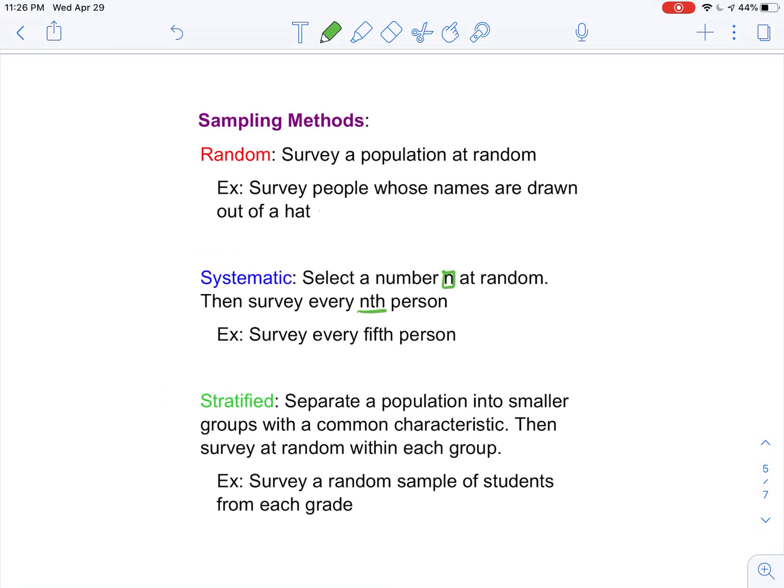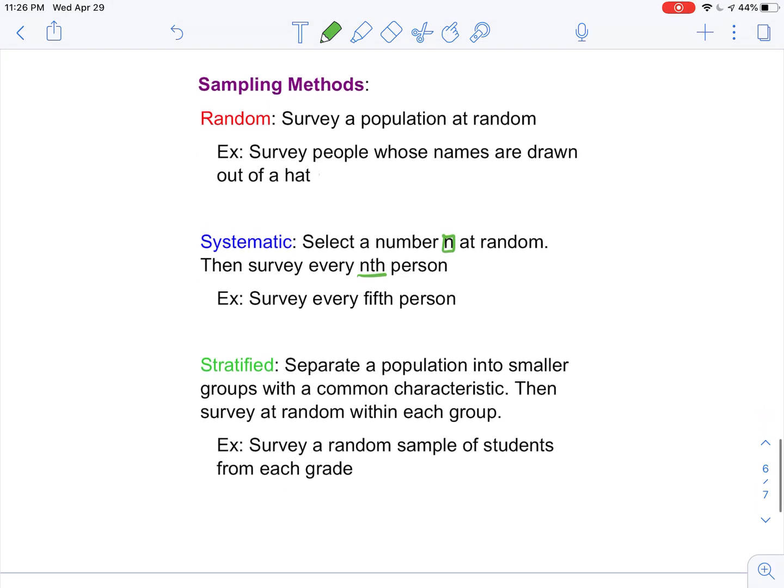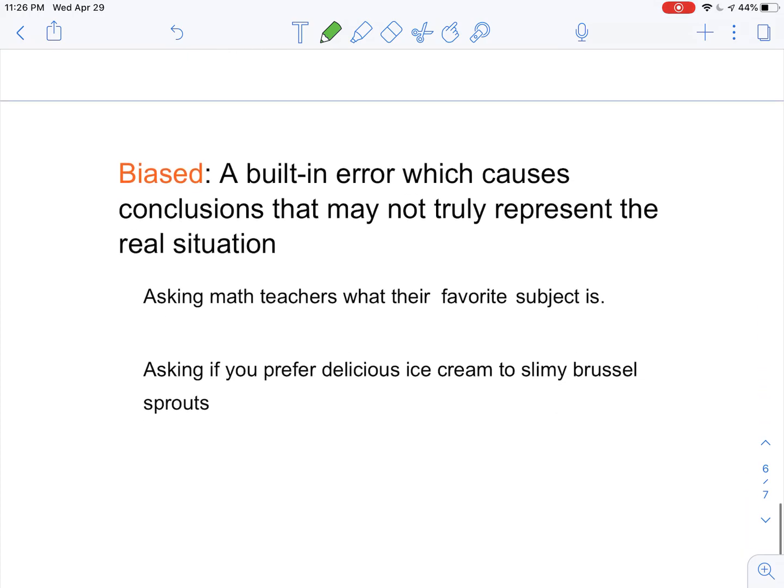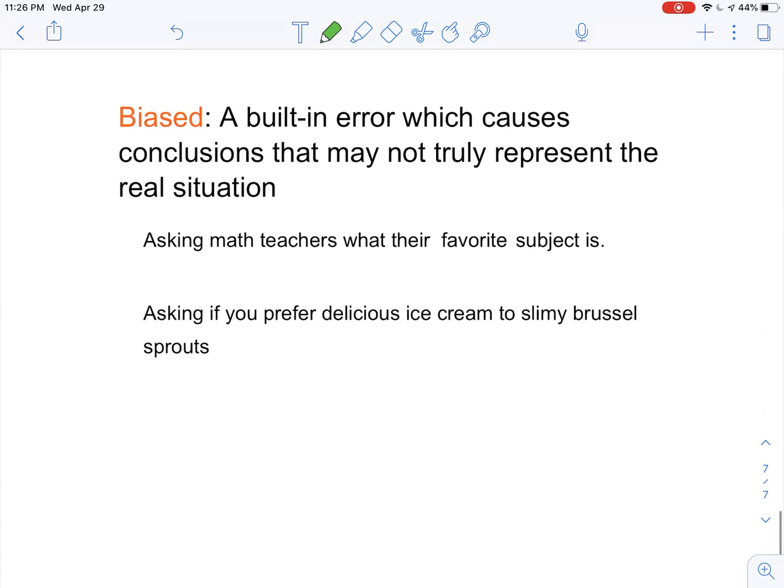The other sampling method on this page is called stratified, and that's basically when you separate your population into smaller groups with a common characteristic and then survey within those smaller groups. For instance, if I wanted to survey the school, I can use the stratified sampling method by breaking up students into their grade levels, right? That's their smaller groups with a common characteristic, and then sample a few students from each grade level. Okay, so that would be stratified sampling.